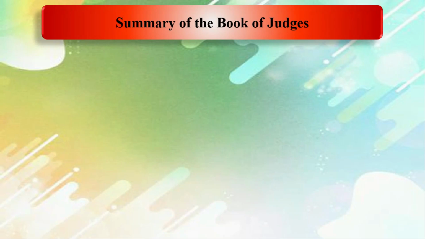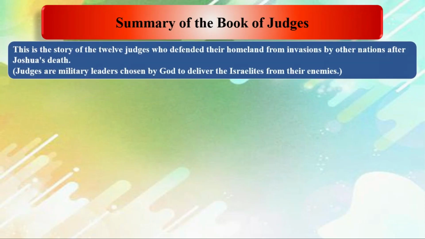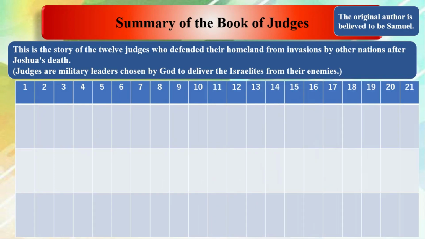Summary of the book of Judges. This is the story of the 12 judges who defended their homeland from invasions by other nations after Joshua's death. Judges are military leaders chosen by God to deliver the Israelites from their enemies. The original author is believed to be Samuel. Now let's take a look at the overview of each chapter.